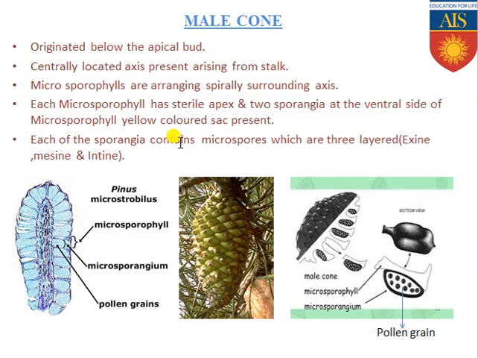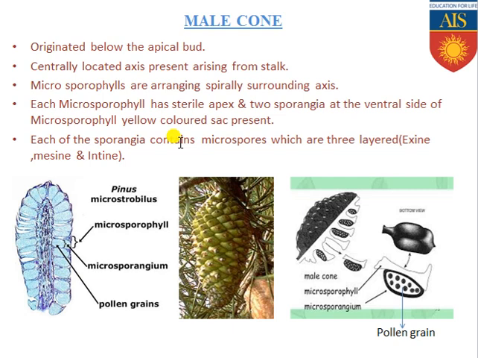First you can see the structure of the male cone. Keep in mind, their location is that they originate below the apical bud. There is a centrally located axis arising from the main stalk. They have microsporophylls arranged in a spiral manner, surrounding that axis or stalk. Each microsporophyll has a sterile apex and two sporangia at its ventral side. The microsporophyll is a spore-bearing leaf, and the two sporangia at its ventral side are yellow in color.